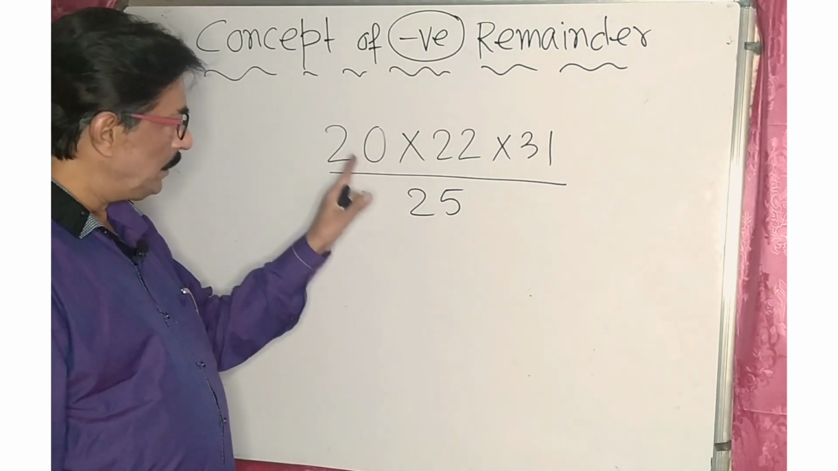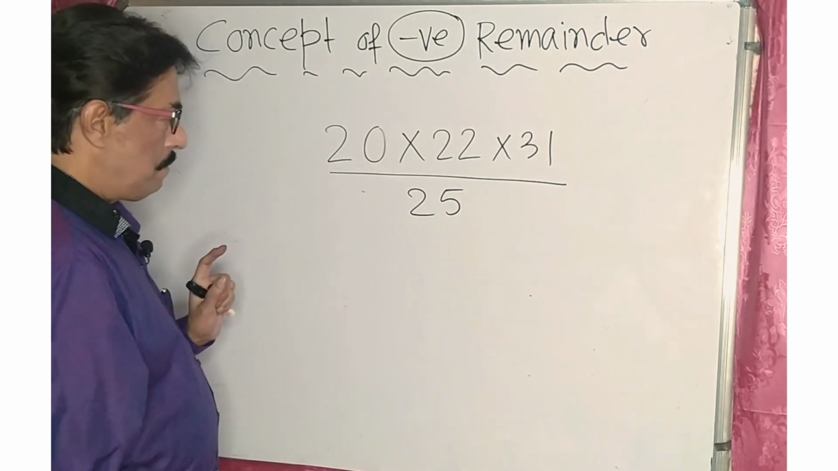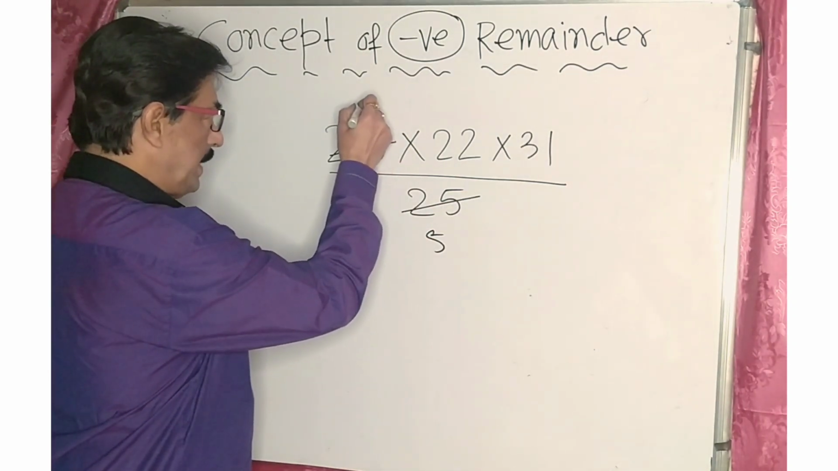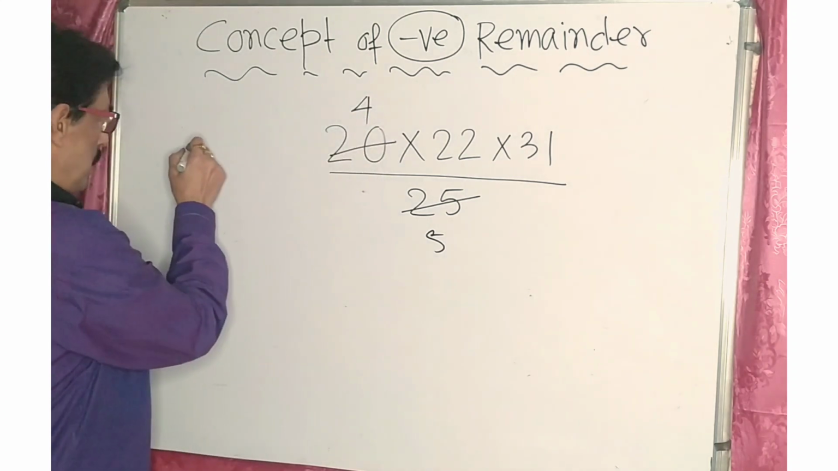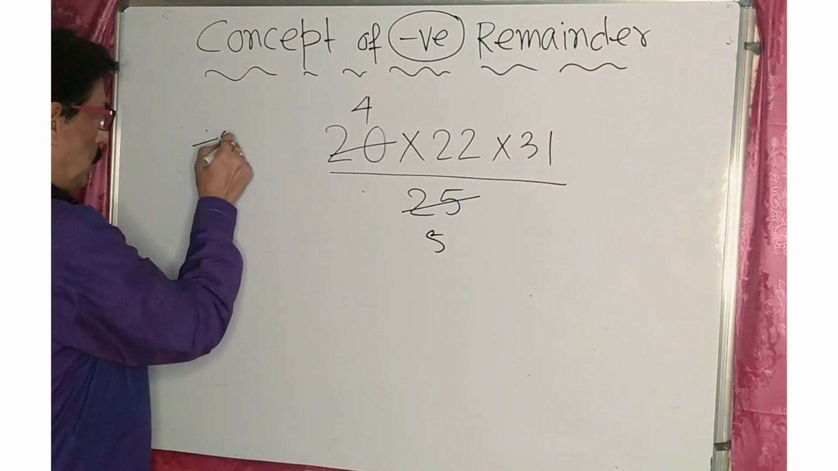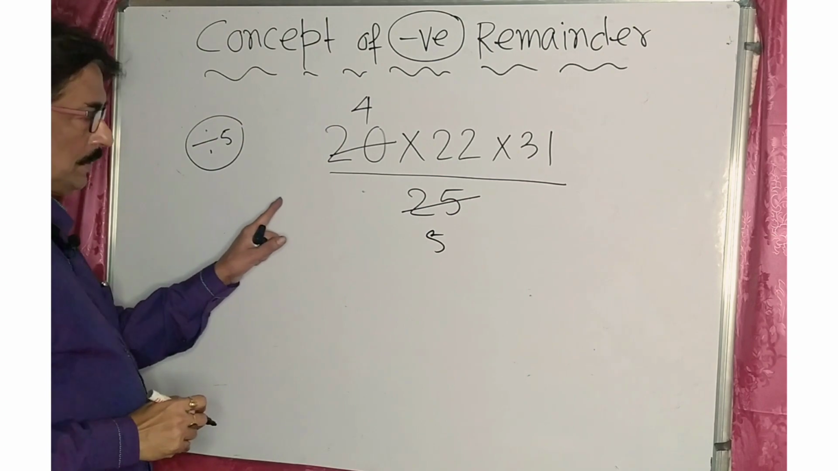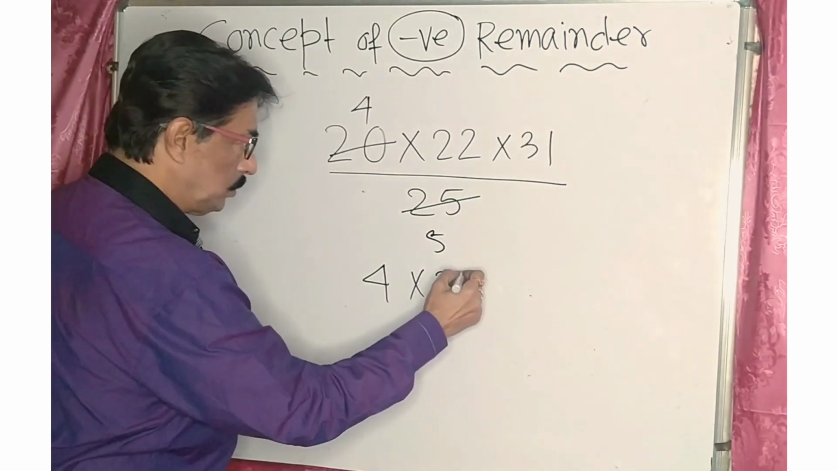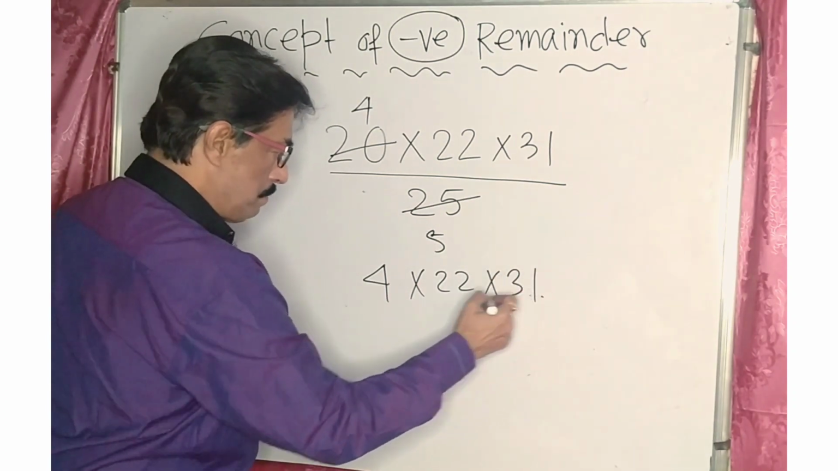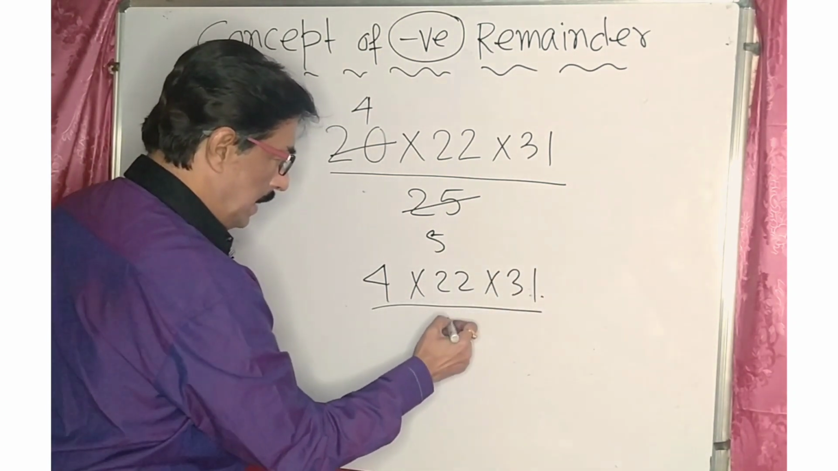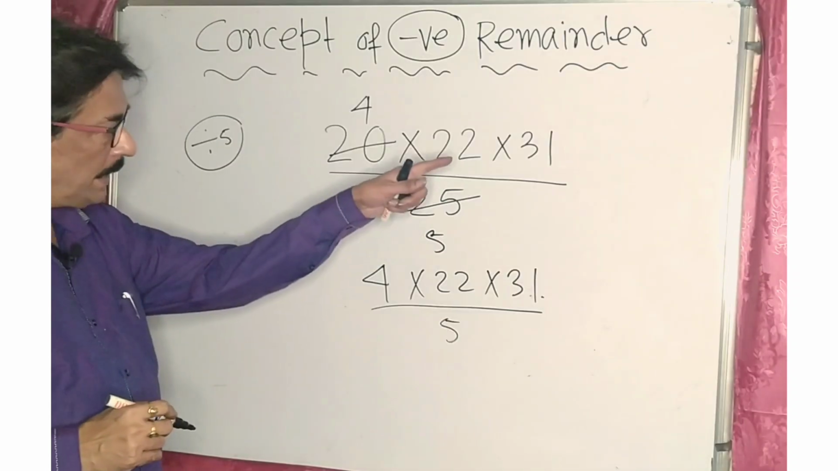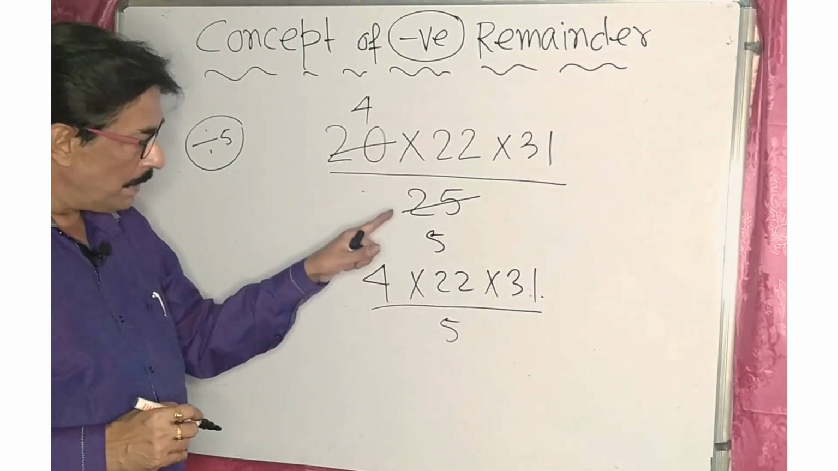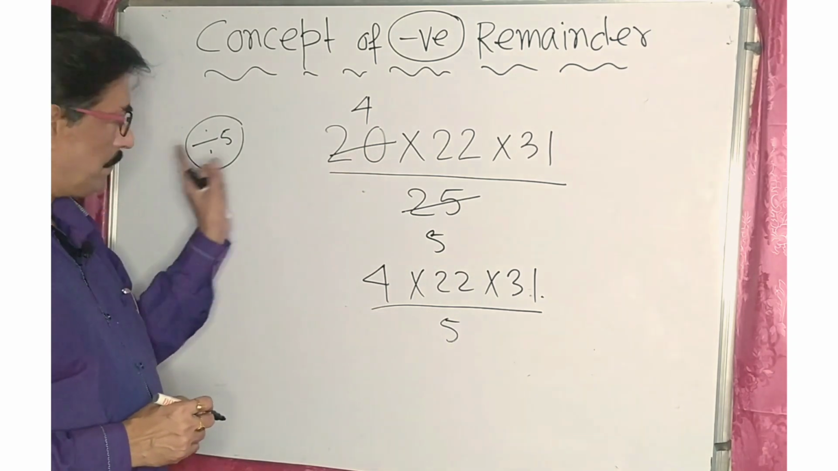Remember, in this case we can cancel it. By 5 we can cancel, we can write 5. By 5 we can cancel, we can write 4. Remember, by 5 we are cancelling to take advantage. Now the number is 4 into 22 into 31 by 5. Remember, we have to find the remainder when the number is divided by 25, not by 5. But by taking advantage, we cancel by 5.